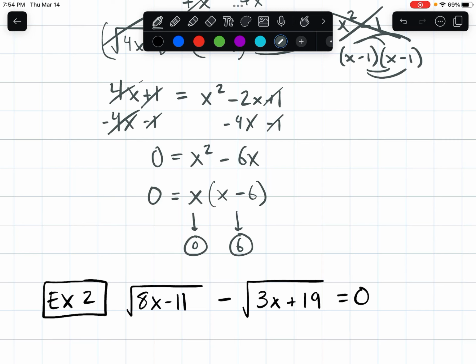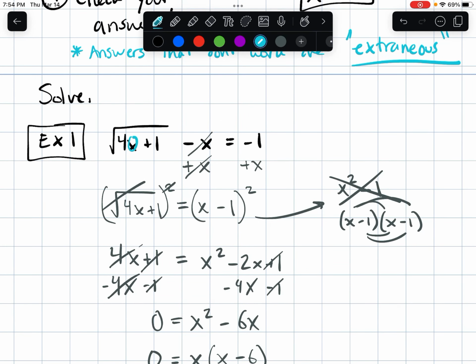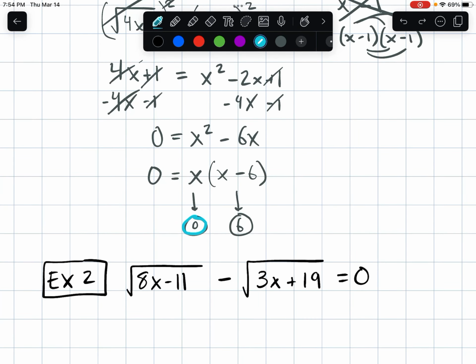So you do have to test these out. We're going to plug in a 0 and see if it works. Then we're going to plug in a 6 and see if it works. So let's start with the 0 here. If I plug in a 0 into my original equation, this would be 4 times 0, which is 0, and 0 plus 1 is 1. Square root of 1 is 1. If I then subtract, we said x is 0, 1 minus 0 equals negative 1. That is false. That is not true. So when we plug in a 0, we actually do not get a true statement. So 0 is not going to be one of my answers.